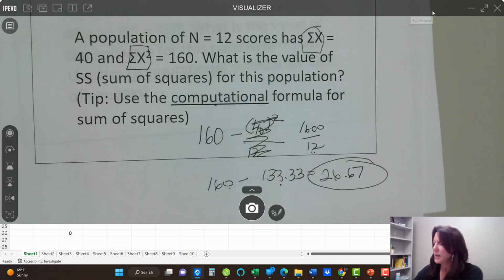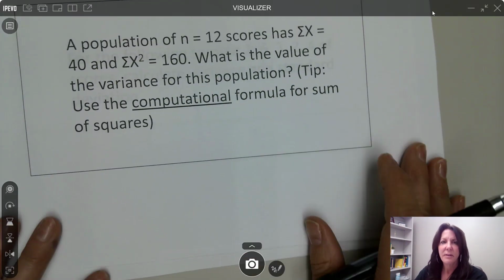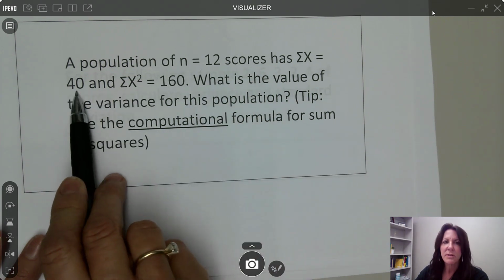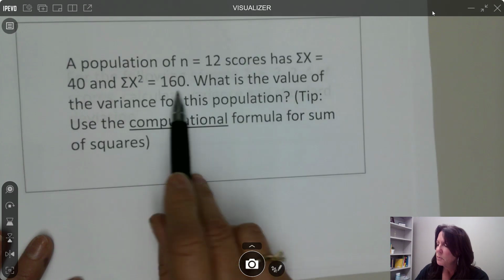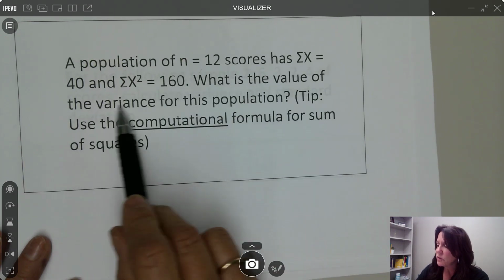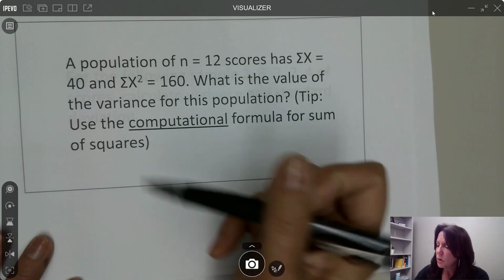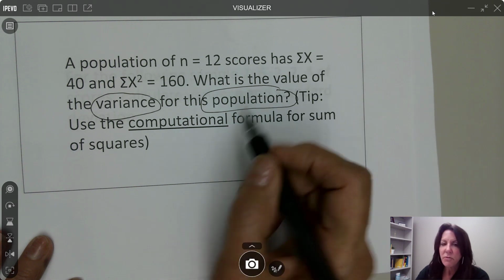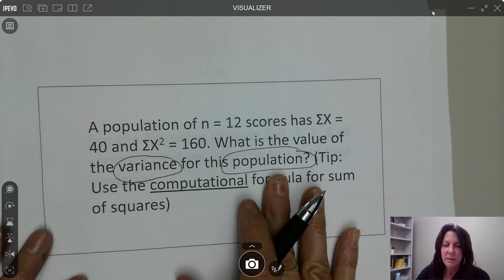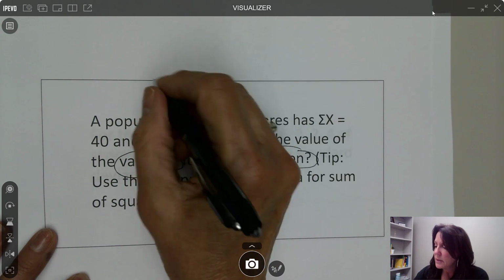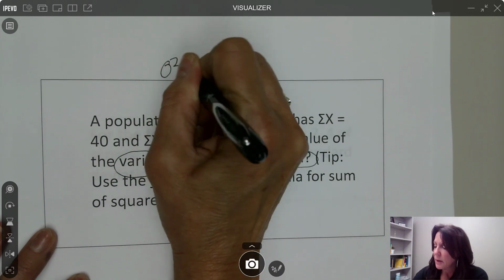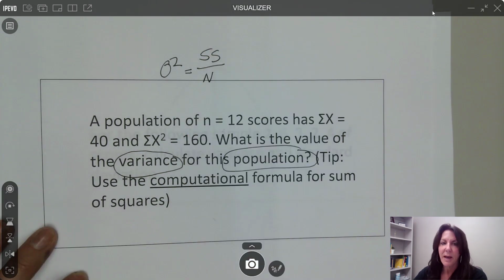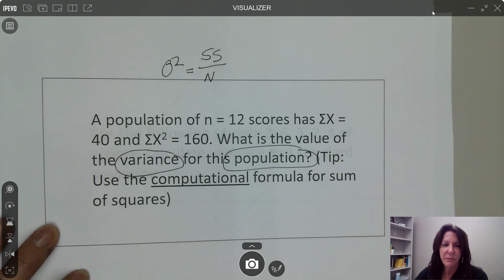Now, for the next problem, it's very similar. We still have 12 scores. We still have the same sum of the scores and the sum of the squared scores. This time it's saying, what is the value of the variance for this population? Okay, so we're looking for variance in a population. The symbol for variance in a population is sigma squared, and the formula is sums of squares divided by n.